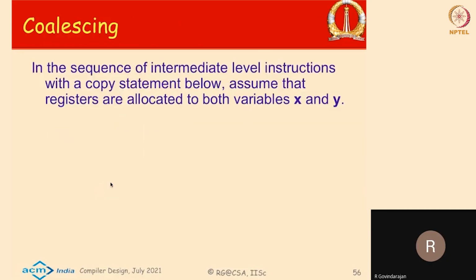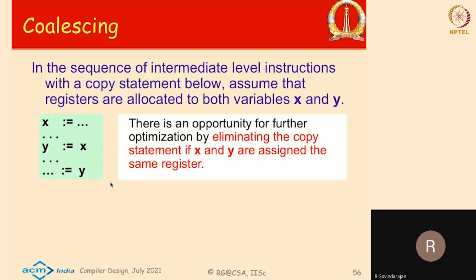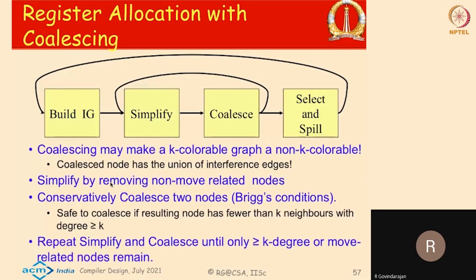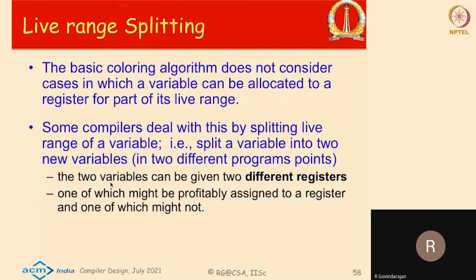I will skip coalescing in the interest of time, but coalescing essentially deals with variables which are copied from one location to another, right? That helps in some sense. So coalescing, I will skip the details here. You can read it from the slide. The third part contains live range splitting, because there was a question on that.